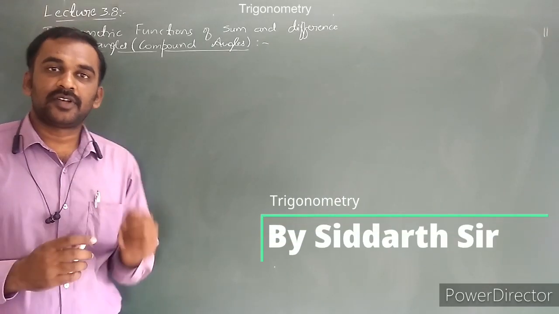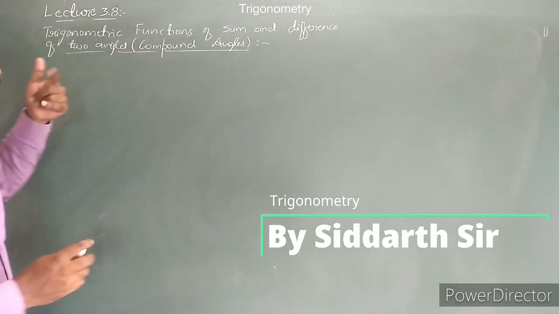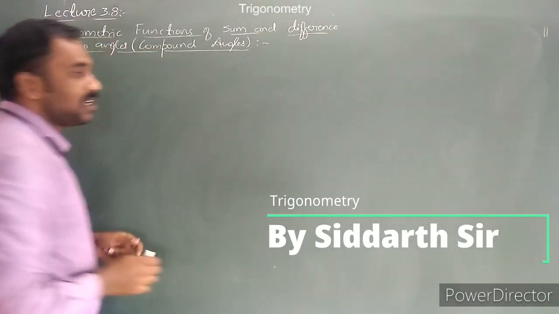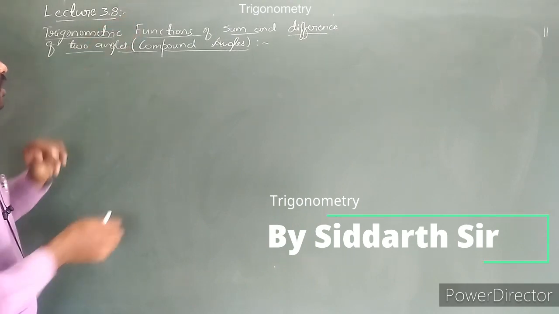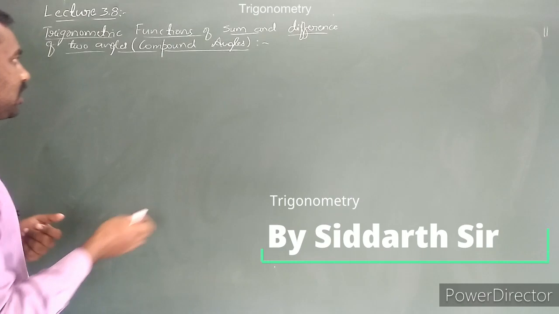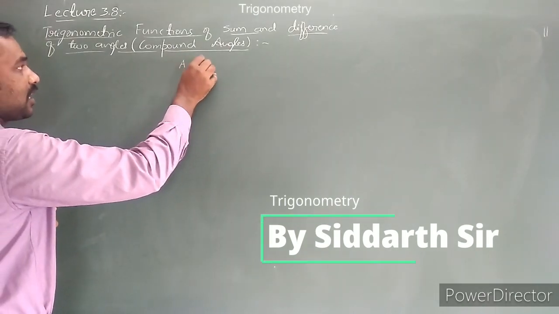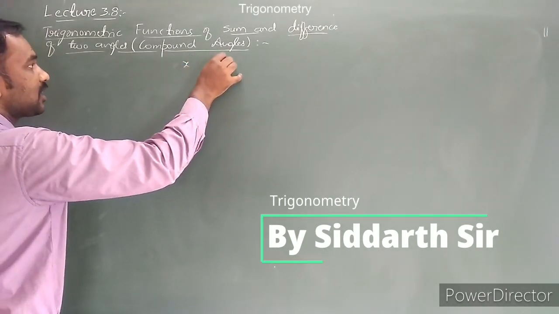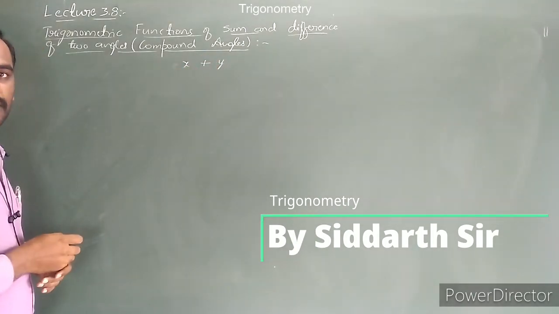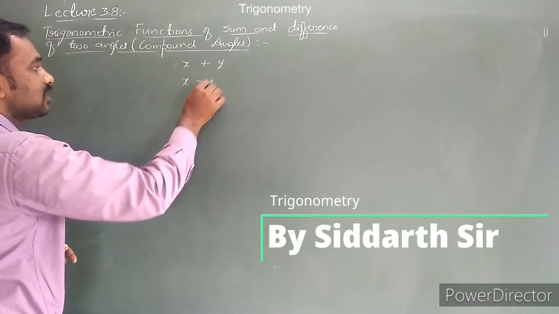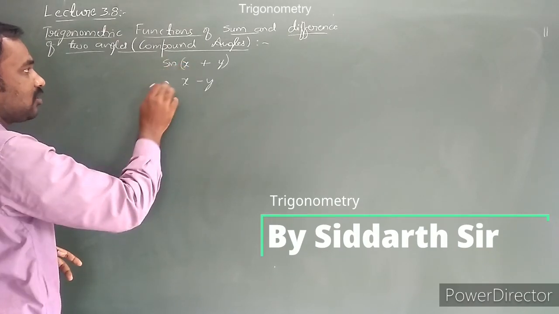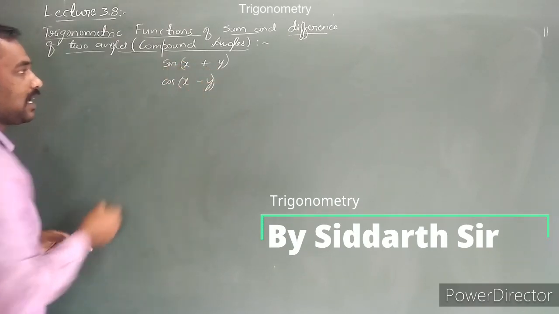Hi students, today we are going to study the trigonometric functions of the sum and difference of two angles. This is also called compound angles. So what is a compound angle? Suppose A and B, or X and Y, are two angles. I am going to add these two angles, X plus Y, or take the difference of the two angles, X minus Y. Sine of X plus Y, or cos of X minus Y, like that.